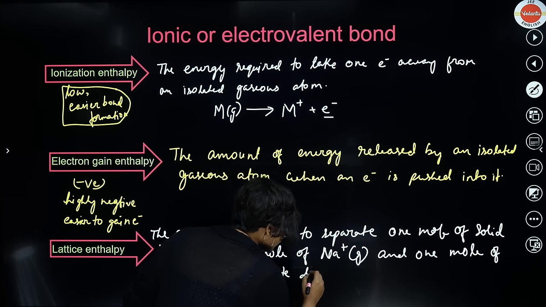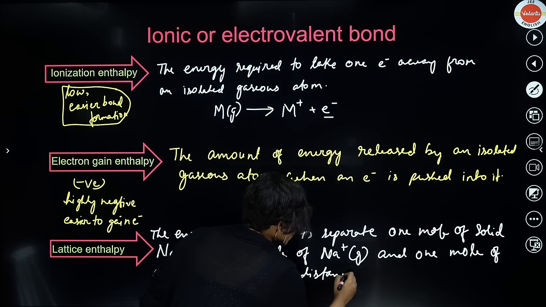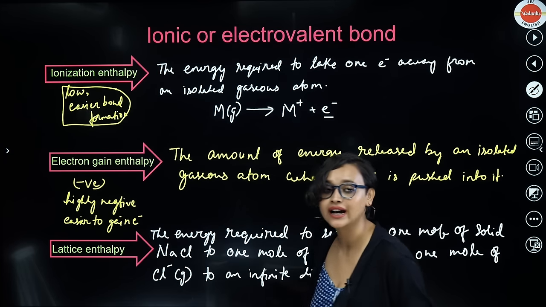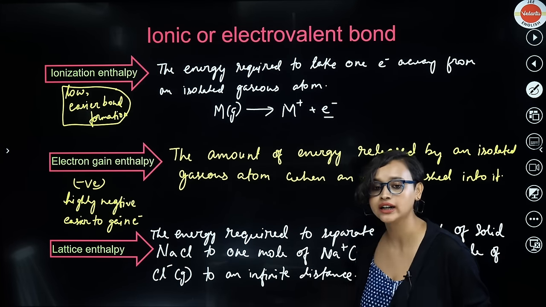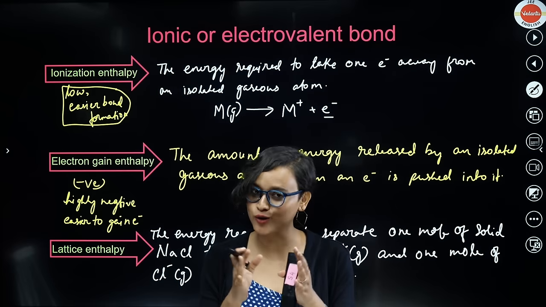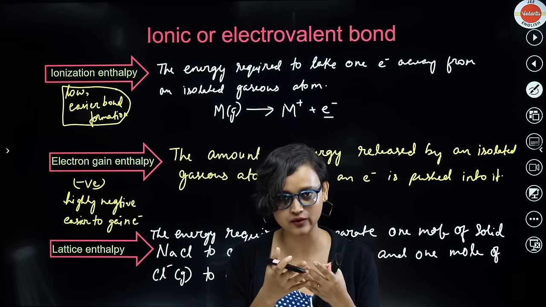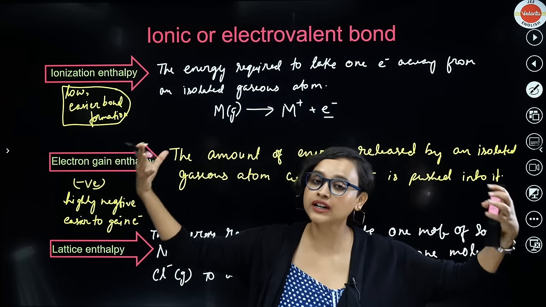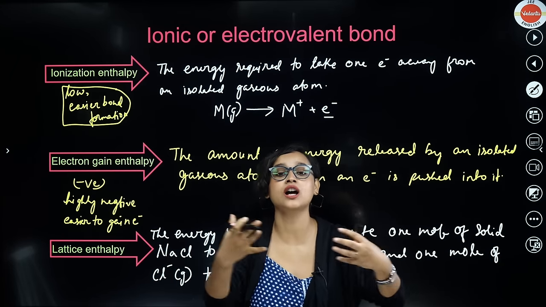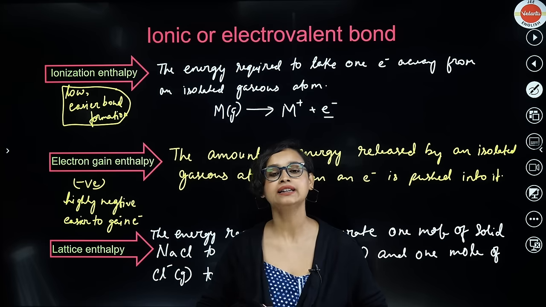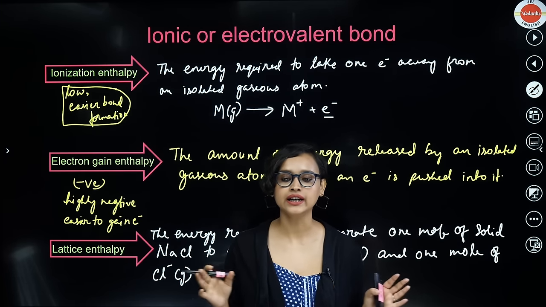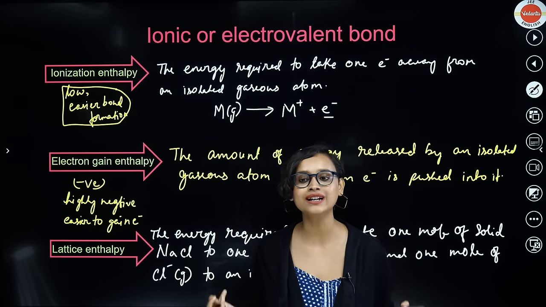See, it should be infinite distance, and wait a second, let me explain this. Why do we write infinite distance? Well, that's because if they are closer to each other, positive will attract negative and what will happen? NaCl will form again. So you separate them to such a distance from where they cannot come back and form the lattice again, okay? And that is why we say that it is infinite distance. Get my point?